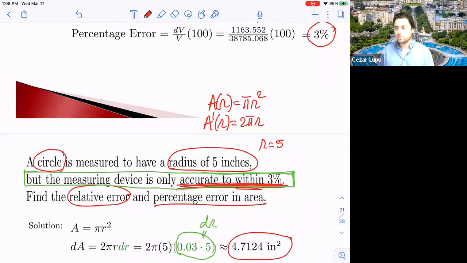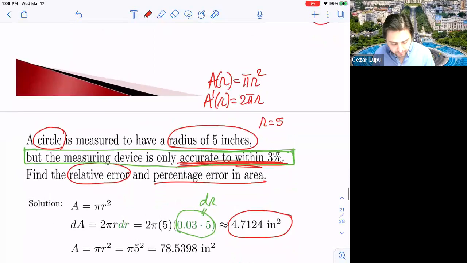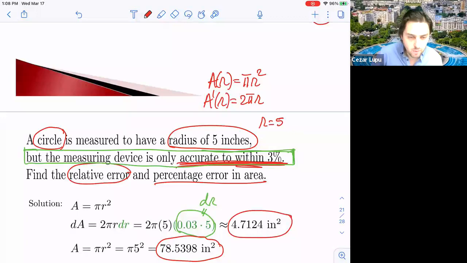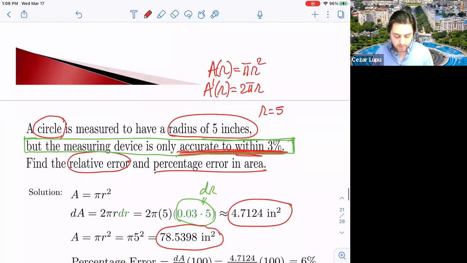And now we would like to measure the percentage error. How do we measure the percentage error? Well, you divide dA by A, and you multiply by 100. So let's do that. Also, let's keep in mind that the area of the circle when it has a radius of 5 inches is pi r squared, like we said. So the area will be 25 pi, which is approximately 78.5398. And now we have all this information. So we will divide 4.71 by 78.5398, and we're going to multiply this by 100.